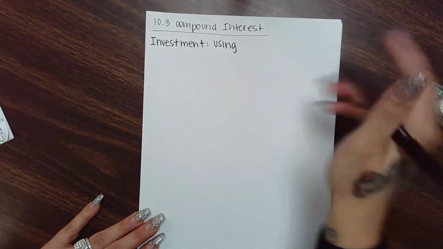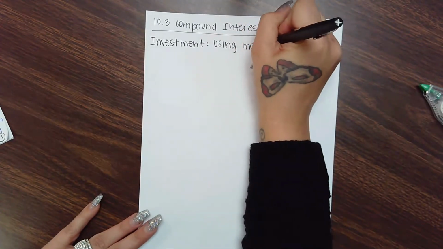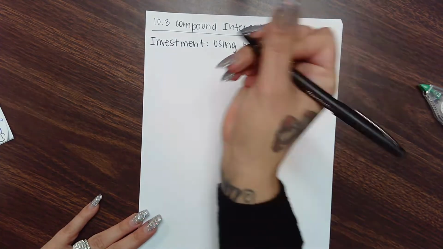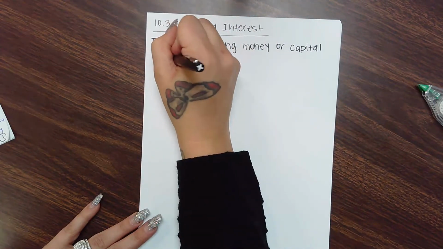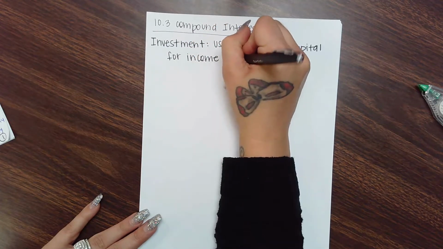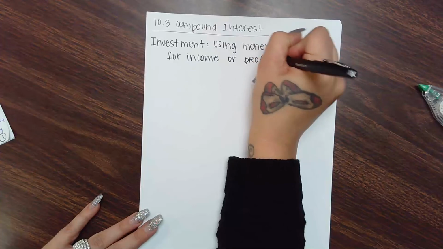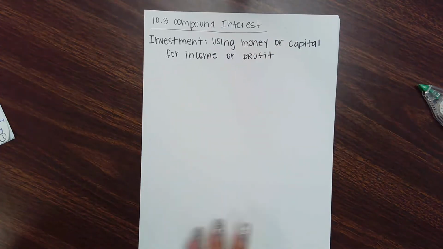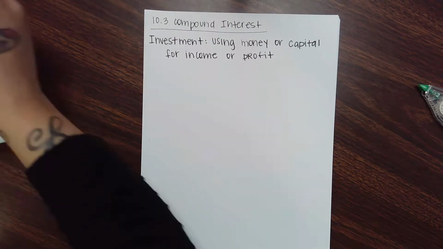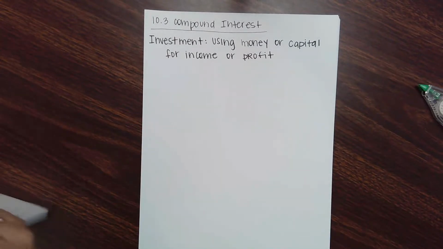Using money or capital for income or profit. Okay. And then we have these two different types of investments that they could possibly talk about. I think it's the first homework problem. I'm pretty much 100% positive it's the first homework problem. And it'll be one of these two that they'll ask you.